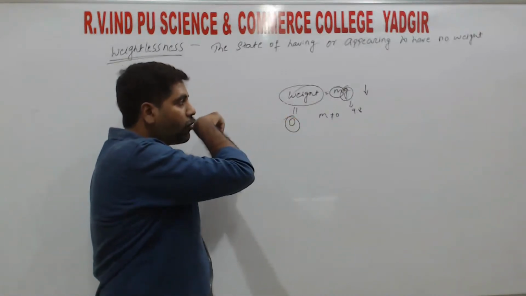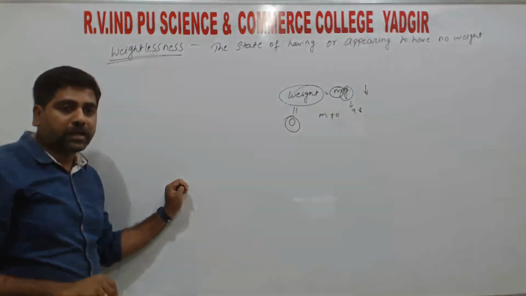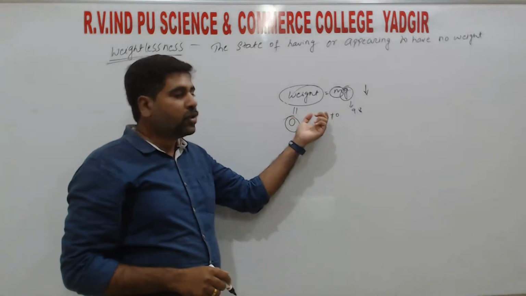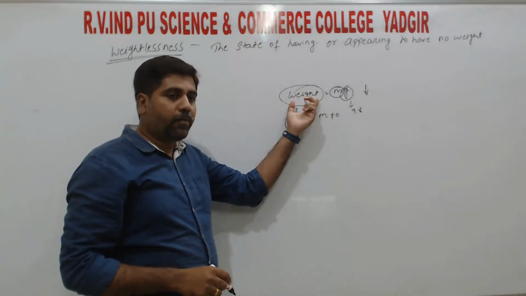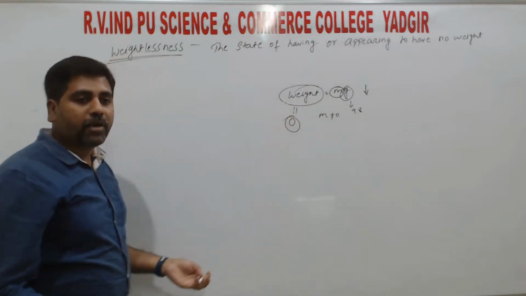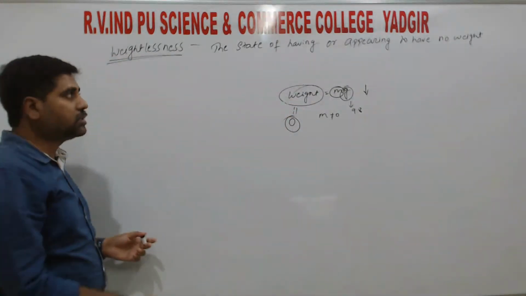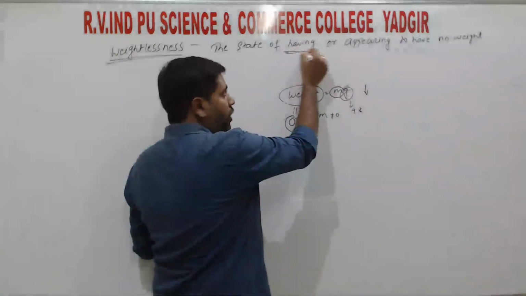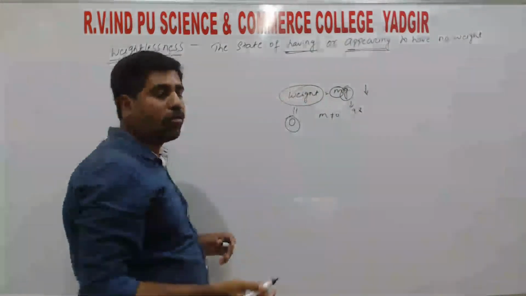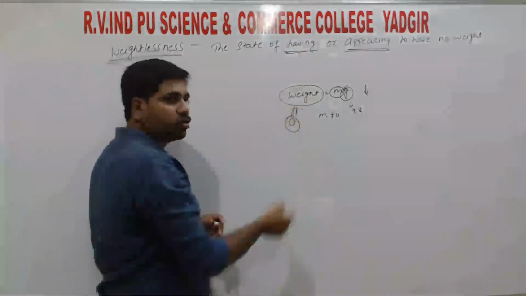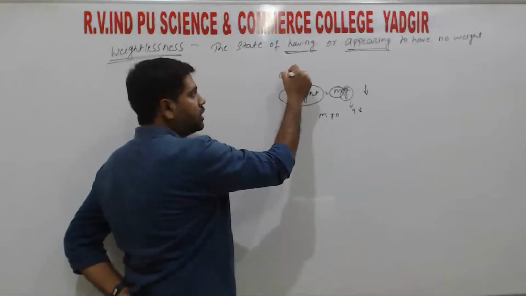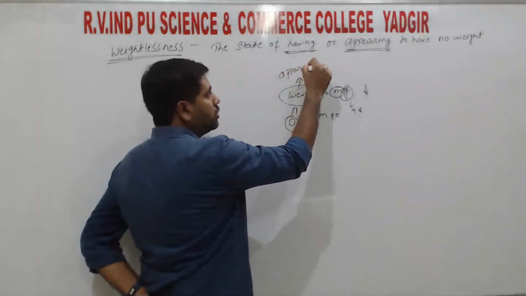We are going to study it in two cases where we observe weightlessness, right? Actually we have weight, but what we feel or sense is that we have no weight. So that is the state of having or appearing to have no weight. No weight is nothing but W equal to 0. W equal to 0, so that weight we call apparent weight.